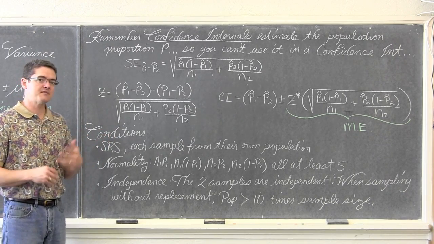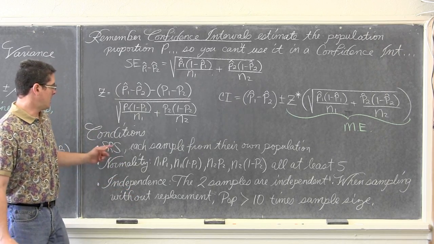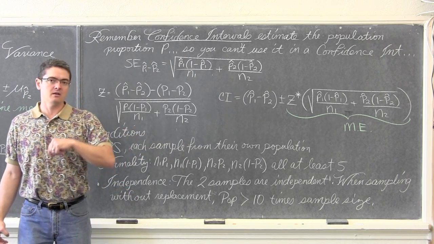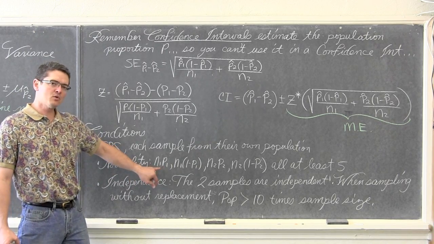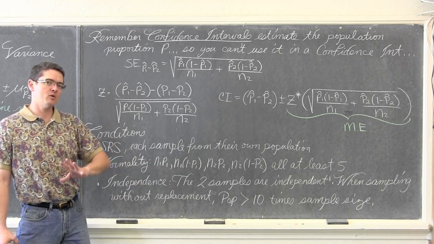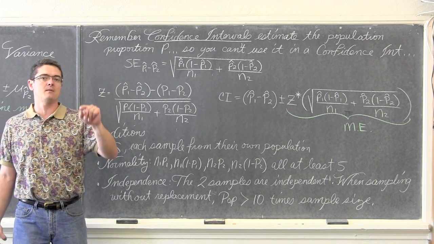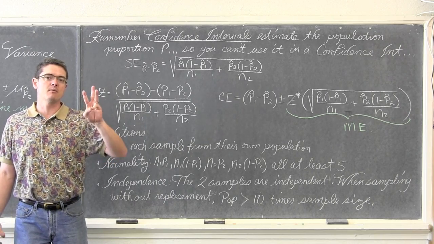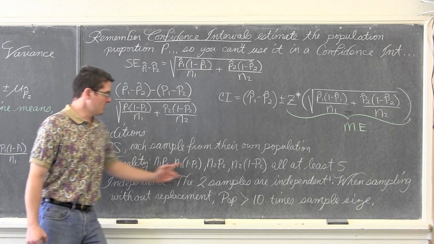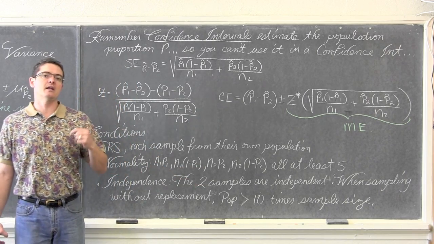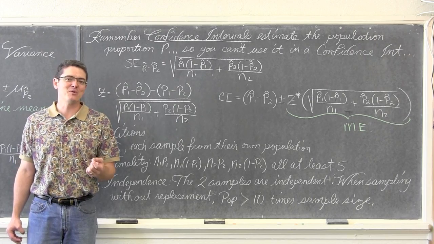Conditions, same rule of thumb as I've said now for many, many chapters in a row: SRS, normality, and independence. Each sample needs to be an SRS from its own population. Normality: remember the rules for the binomial setting? Binomial setting has 4 checks: 2 outcomes, set number of observations, constant probability, and independence. The normality check for the binomial setting is n times p and n times 1 minus p both must be greater than or equal to 10.